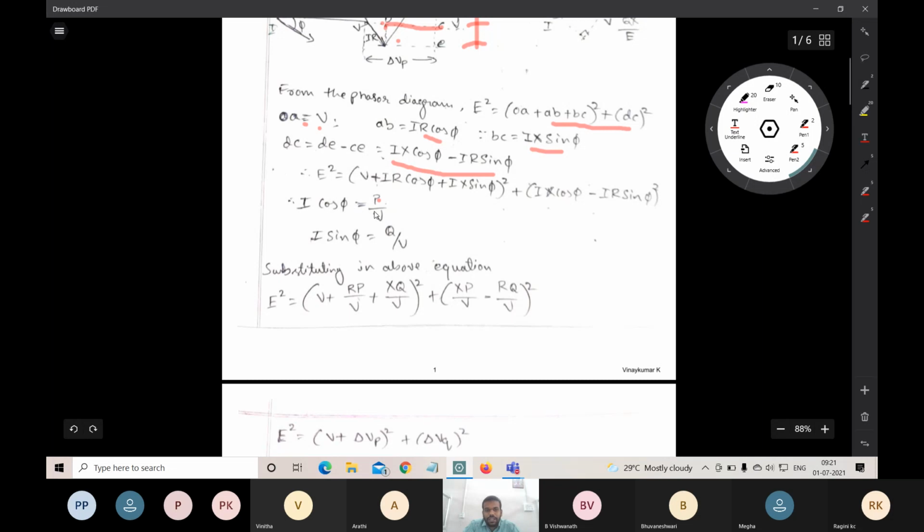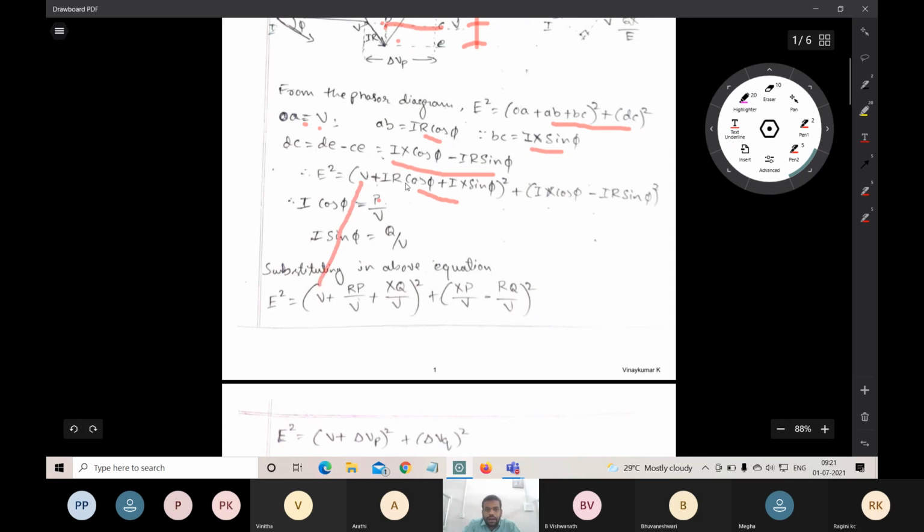So now just consider these things, because we are here having I cos phi and I sin phi. That's why, in order to normalize these equations, we are making the modifications. So I cos phi is equal to P by V and I sin phi is equal to Q by V. And again substitute these things in the above equation. Wherever I cos phi is there, substitute P by V, and wherever I sin phi is there, substitute Q by V.